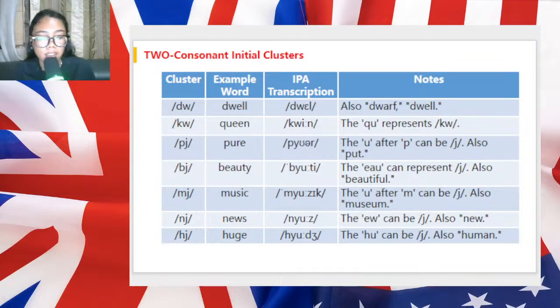All right. This one. Well, in this slide, first on the list is the DW cluster, as heard in the word dwell. Here, the D sound transitions directly into the W sound. Remember, the W involves rounding your lips. So you're moving from the D sound to that quick lip rounding for the W. It's a single, smooth movement, not duh-well, but dwell. You also find this cluster in words like dwarf. Try dwell and dwarf together, focusing on the clear DW blend.